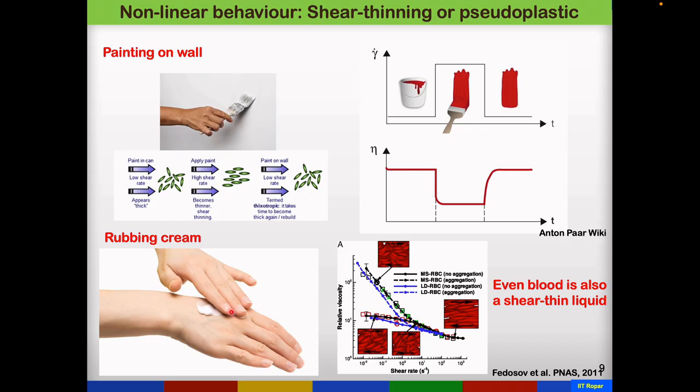Okay, in these winter days, we always apply some moisturizer cream on our skin, which is also a perfect example of a shear thinning fluid. Because when you rub the cream on your skin, you are applying some force. As a result, the viscosity will decrease, and the cream will be spread very nicely on your skin. Even our blood that is flowing within our body also exhibits shear thinning behavior.